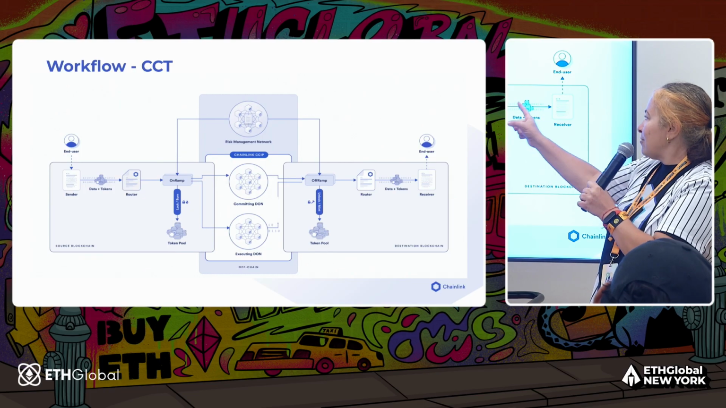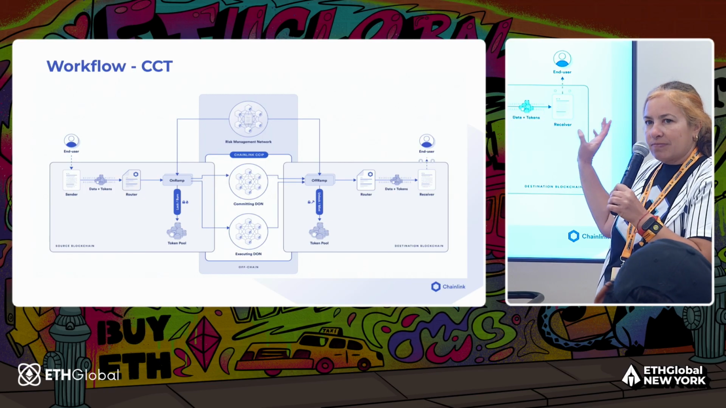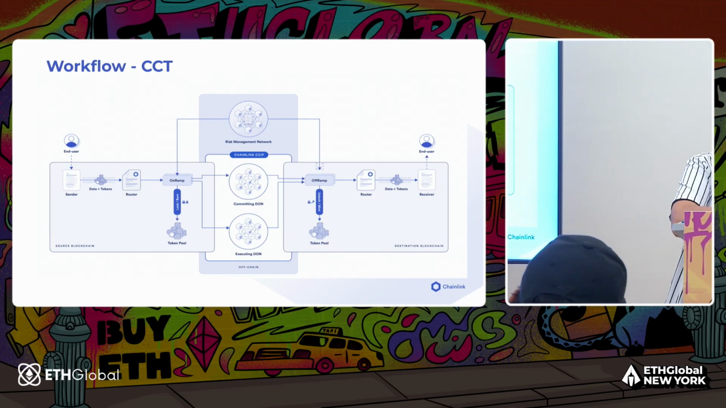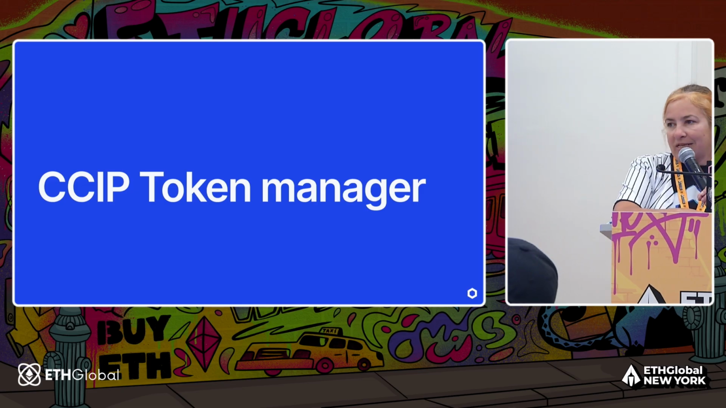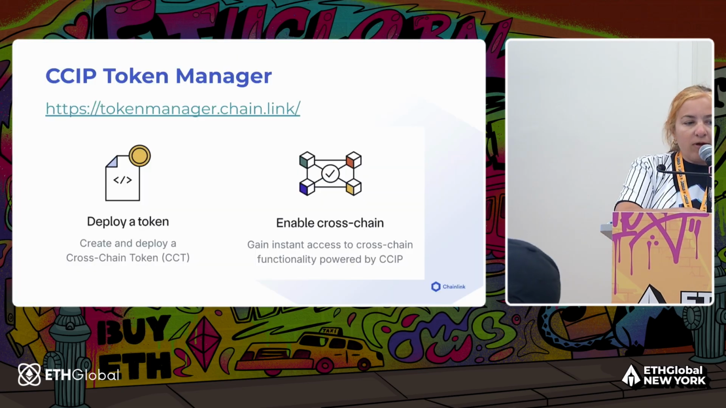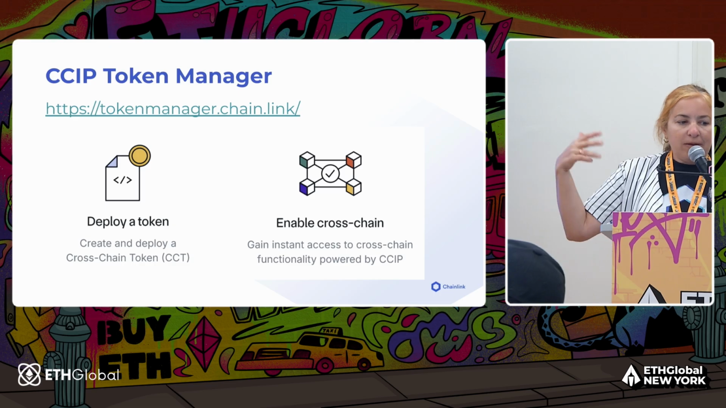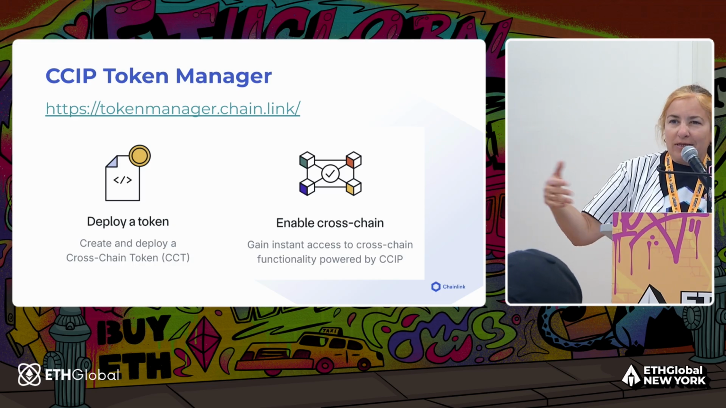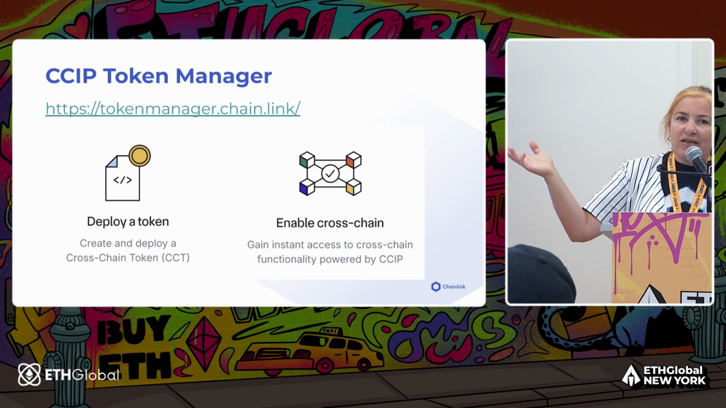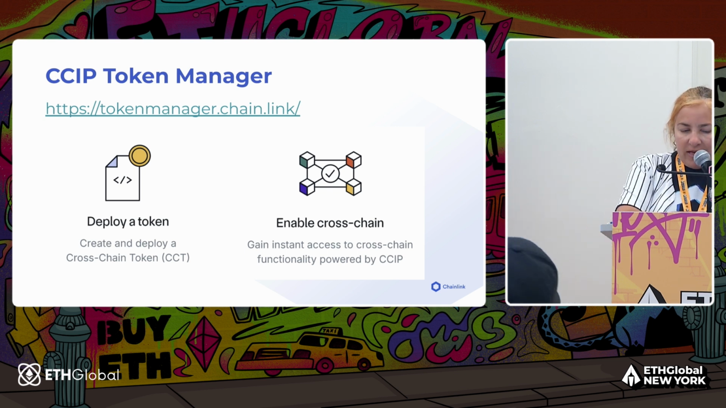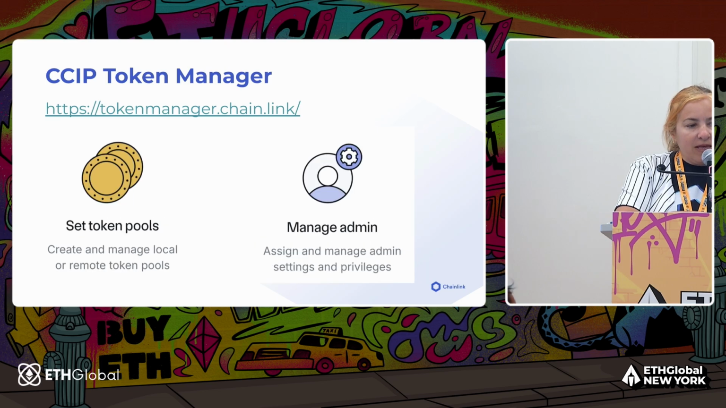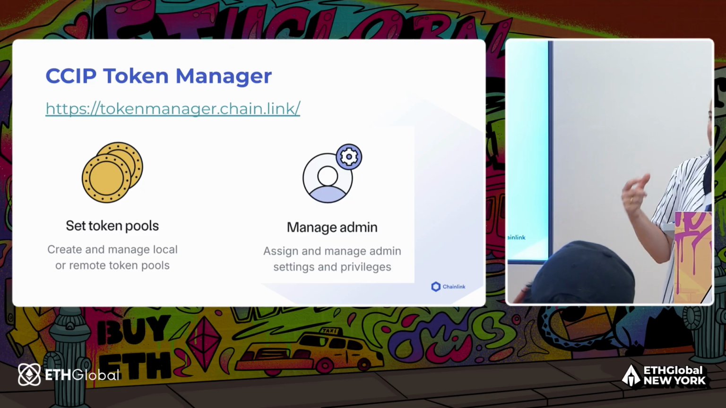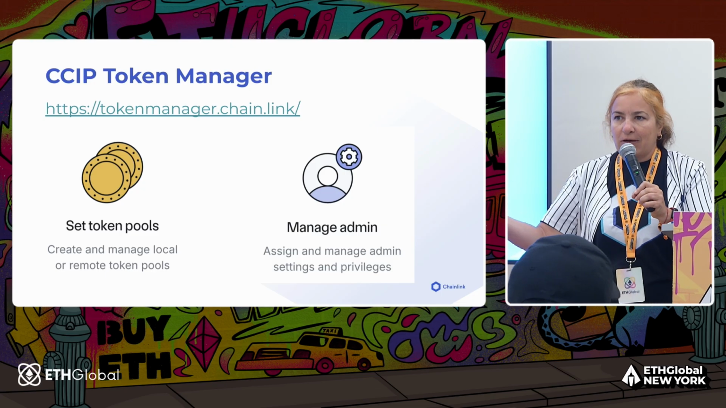Okay? Same, go to the router, go to the receiver. Okay? And this can be your token. You can create a token here. How can you do this? Using the token manager. The token manager can help you to deploy the token. This is an interface. You can do it like in the smart contract itself, but in the interface it's easy. You can deploy, enable the cross-chain part, set the token pools that you saw over there, and then you can manage the admin of this.